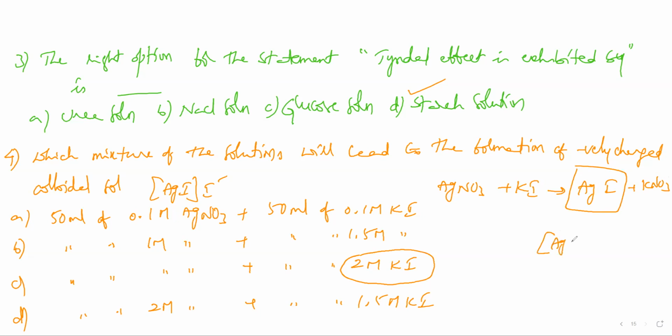This AgI precipitate should become negatively charged colloidal sol. It will become negatively charged colloidal sol when iodide ion is adsorbed on it. So iodide ion concentration is maximum here when compared with all the others. So iodide ions are present in excess in the reaction mixture. So those ions will adsorb, which is common in both. Right? So that is your answer, option C. Done, sir.